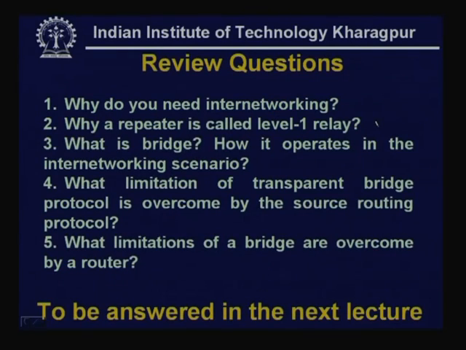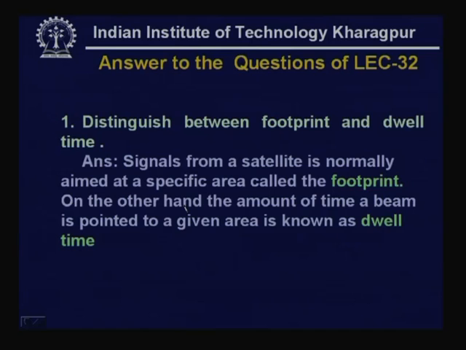Now it is time to give you the review questions. First question is, why do you need internetworking? Second question is, why is a repeater called a level 1 relay? Third question is, what is a bridge? How does it operate in the internetworking scenario? Fourth question is, what limitation of the transparent bridge protocol is overcome by the source routing protocol? Fifth question is, what limitations of a bridge are overcome by a router? So these are the 5 questions based on this lecture, which will be answered in the next lecture.